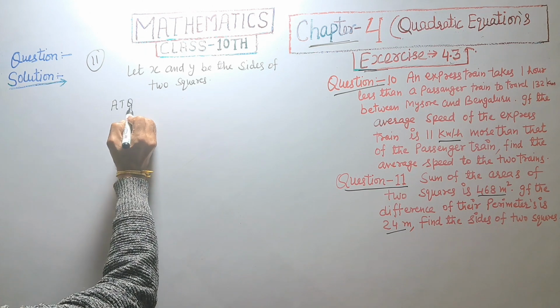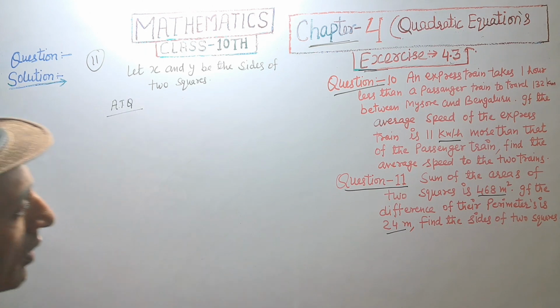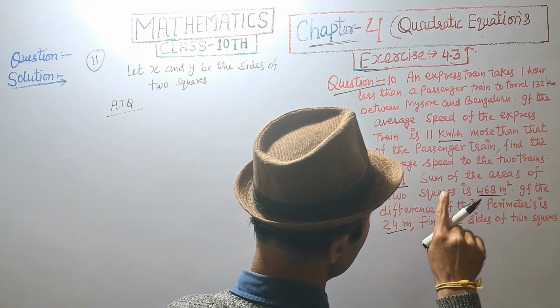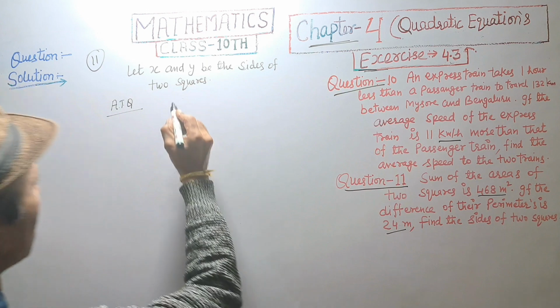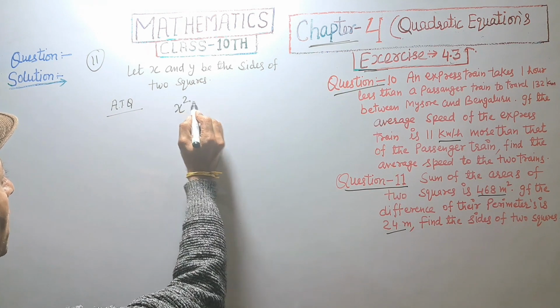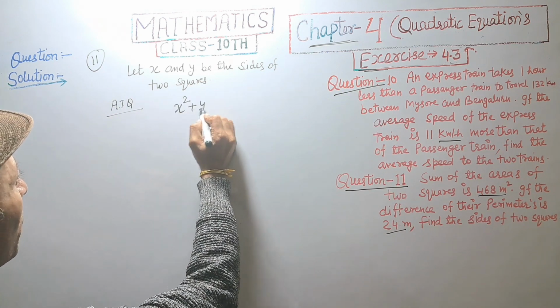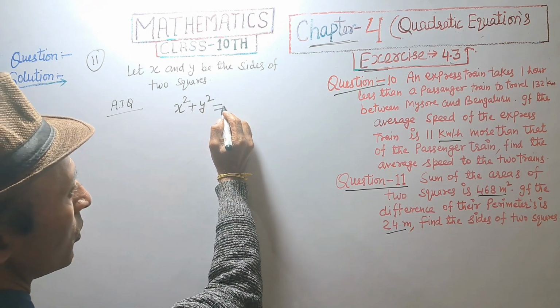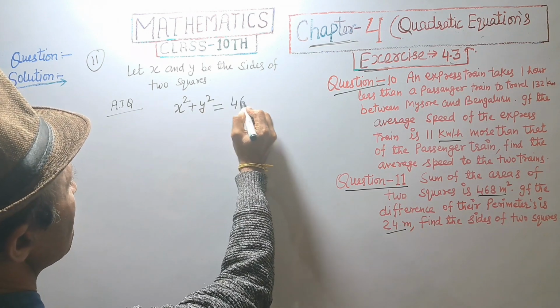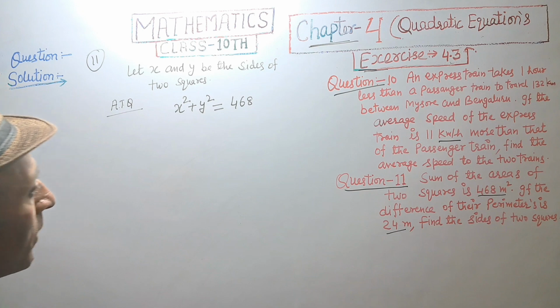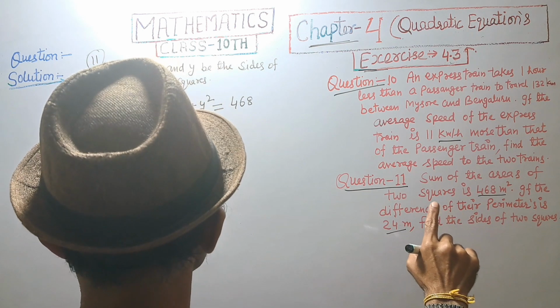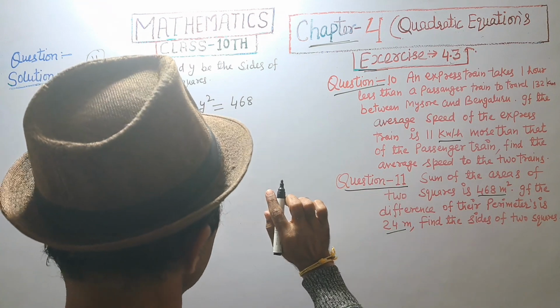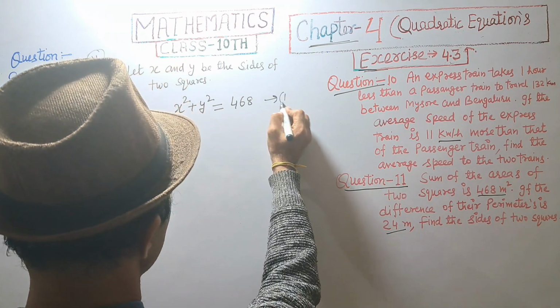According to the question, the sum of the areas of the two squares is equal to x square plus y square is equal to 468. This is equation first.